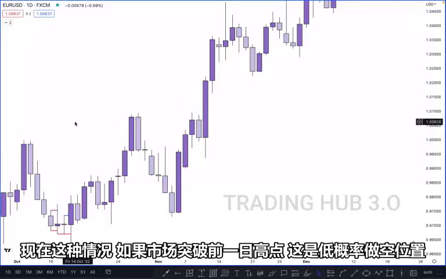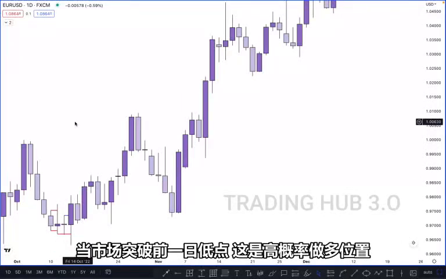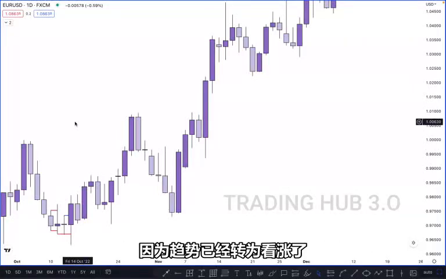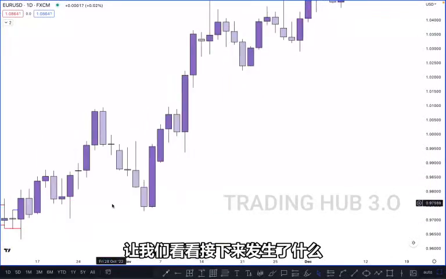And in this case, if the market has taken out the previous day high, which is our low probability sell setup, but when the market has taken out the previous day candle low, which is our high probability buy, because momentum shifts bullish again here. So let's see what happened next at this point.